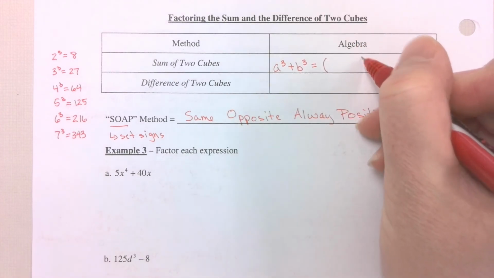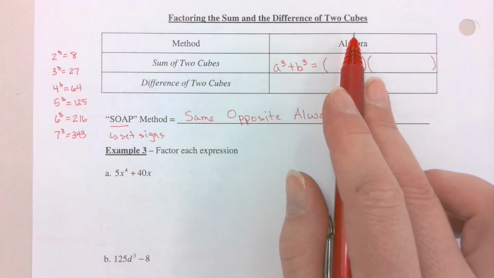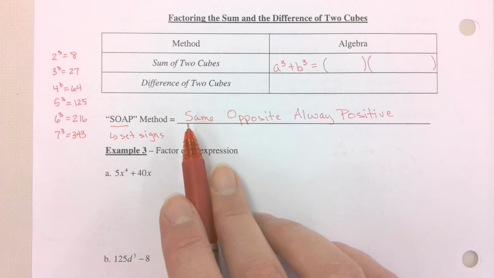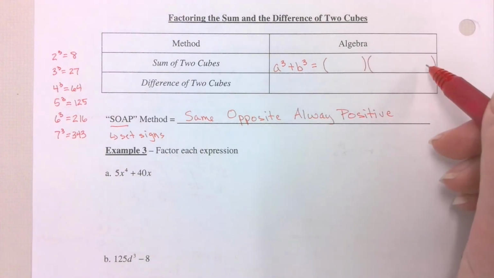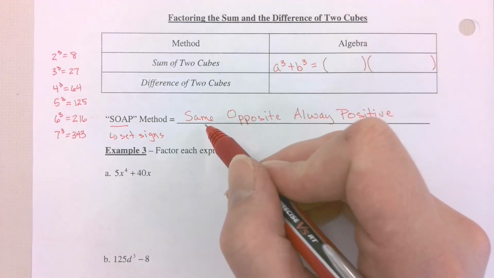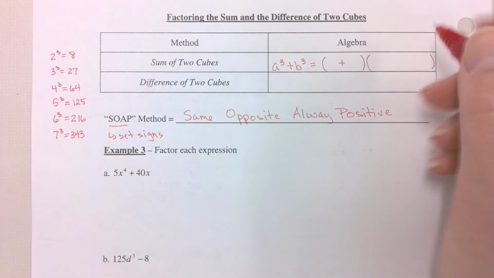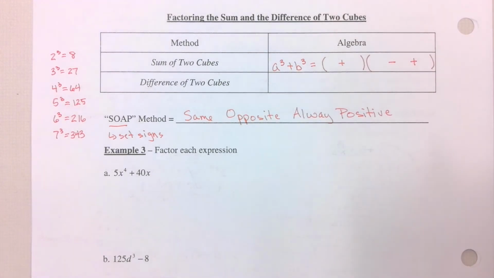We are using a shortcut here. There is a method of factoring sum and difference of cubes, but again, at this level, we're using our shortcut and our acronym SOAP and our rules. So what we do is we have a binomial and a trinomial. We set our signs up. Same sign would be a positive sign. That's what I have. The opposite would be a negative sign. And the last sign is always positive.